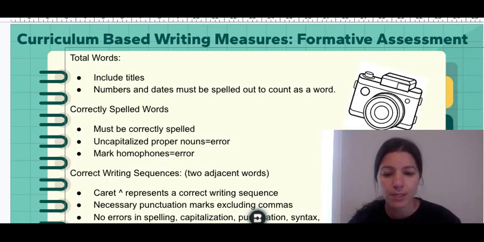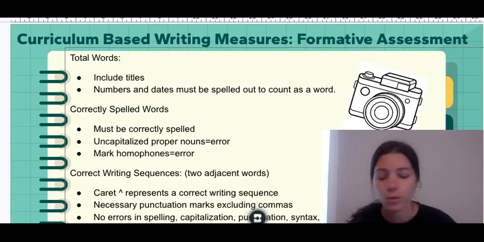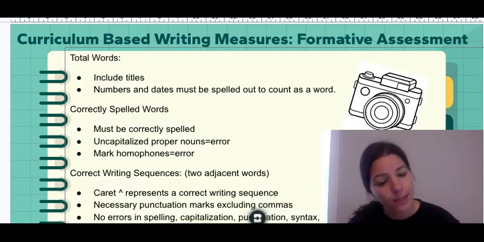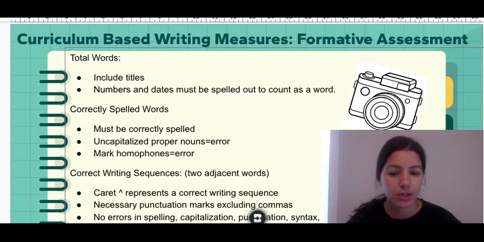Now, for them to be correctly spelled words, they have to make meaning. They have to be correctly spelled. They have to have proper capitalization. And then homophones would be considered an error. So if the word is spelled correctly but doesn't make sense in the context of their writing, it would not be counted as a correct word. And then we have our correct writing sequence.